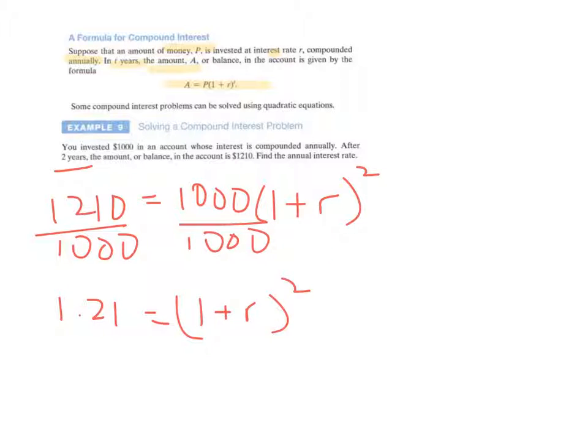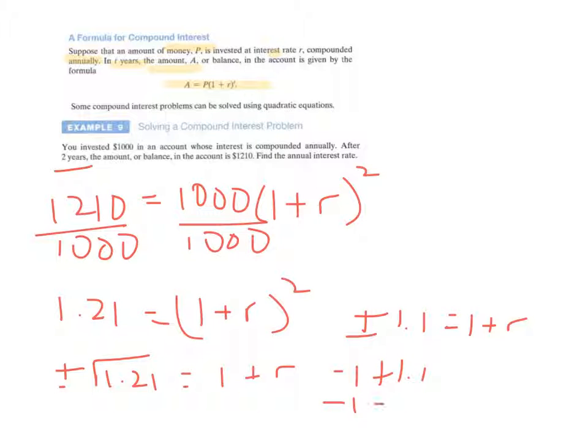So now we're going to use the square root property. So I'm going to take plus or minus the square root of 1.21 equals 1 plus R. And when you do that problem, we get this answer as plus or minus 1.1 equals 1 plus R. And so the next thing we have to do is subtract 1. So I have negative 1 plus 1.1 and negative 1 minus 1.1.